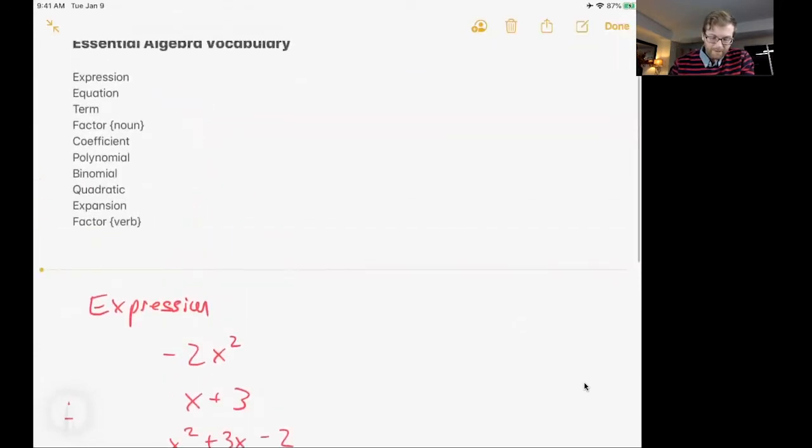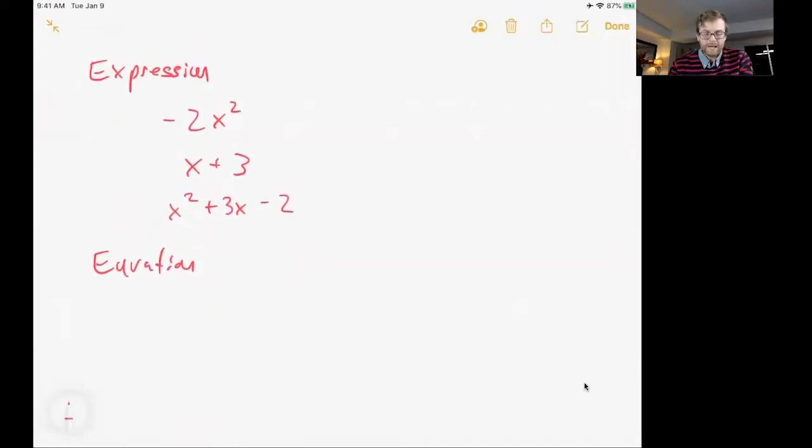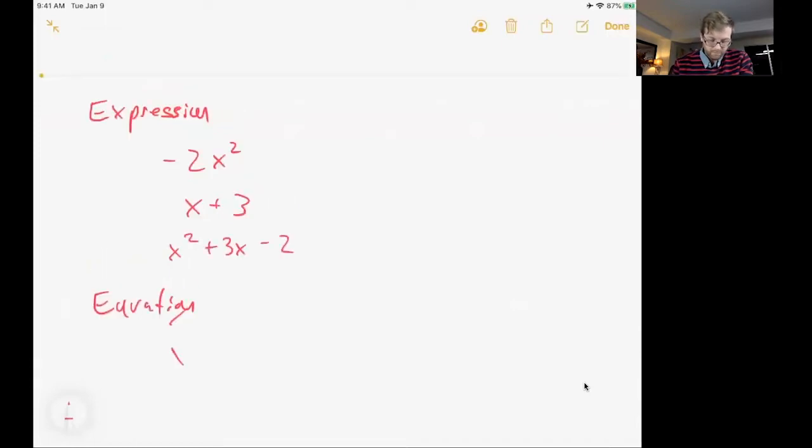The next thing I want to talk about is an equation. Okay, an equation. An equation is a statement about the world. It claims that two expressions are equal to each other, okay? So for example, I could say that the expression x plus 3 is equal to 0. 0 can be an expression too. And so I'm claiming that these two expressions are equal to each other.